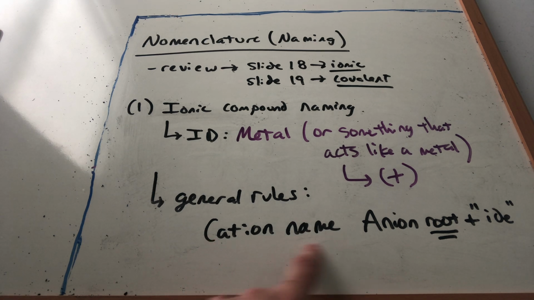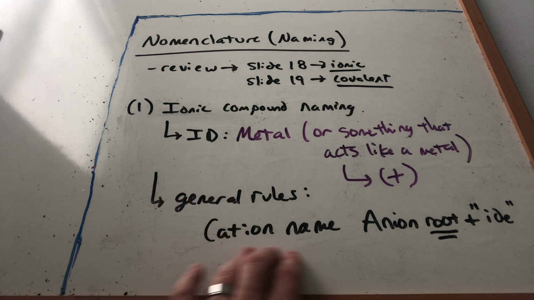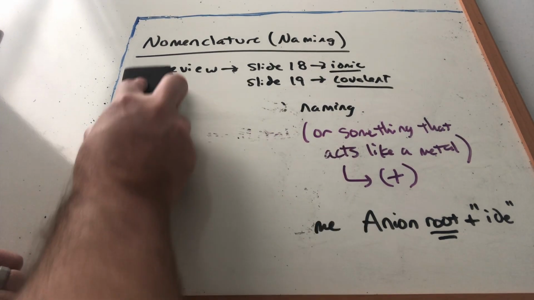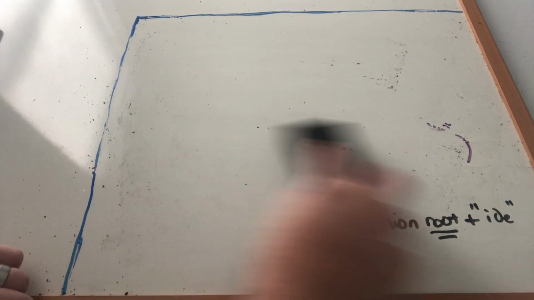Here are the general rules for how we name ionic compounds. You use the full cation name first, so you name the metal. And then you use the anion root plus IDE, and that's it. There's a lot of inferred information here, and a lot of assumption that you understand the structure of the periodic table to actually come up with this name. That's all the information that you need to start naming ionic compounds.